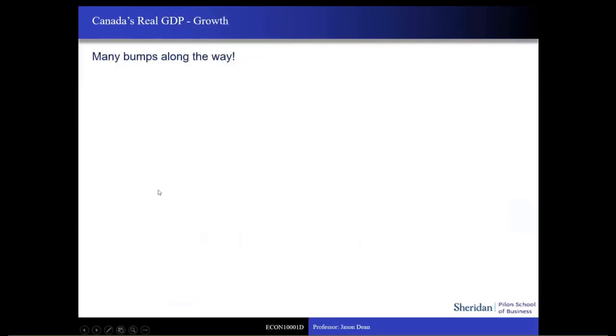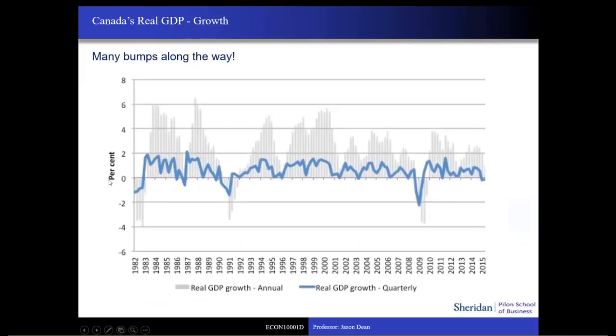Now, if we look at the percent change in GDP every quarter, we would get this diagram. We can see here these shaded lines are the real GDP growth on an annual basis, and the other line here is real GDP growth quarterly.